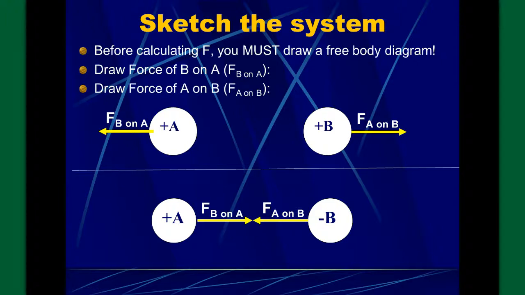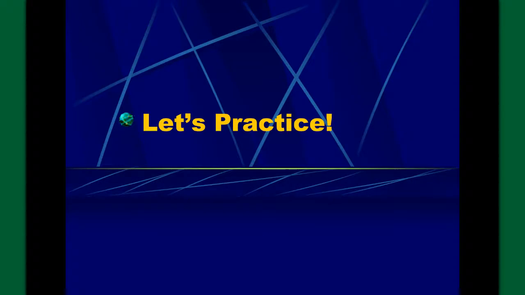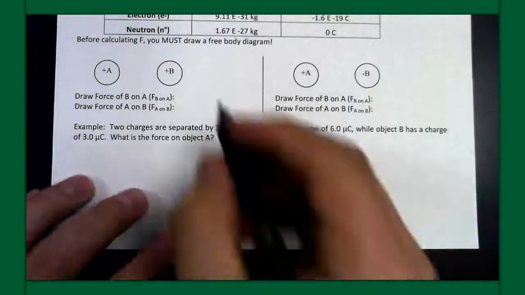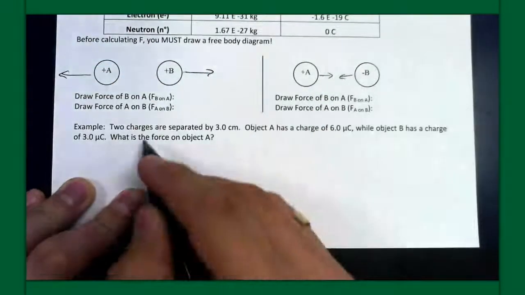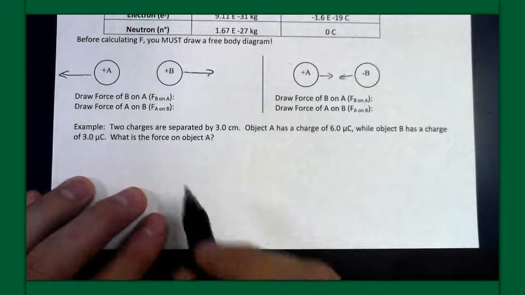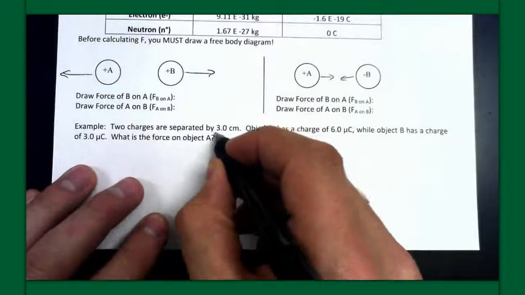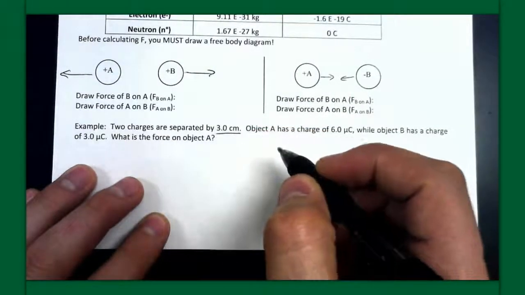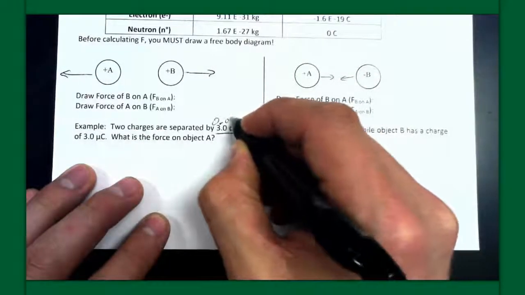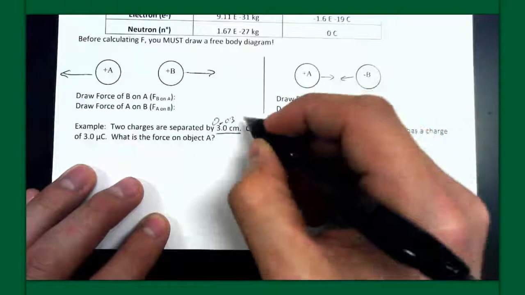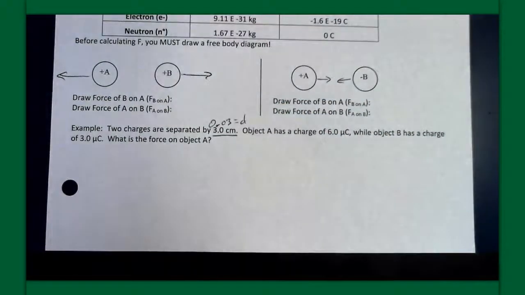All right, and so then let's look at these practice problems. You should have this filled out. There should be two arrows pointing like this. That's attraction. This is repulsion. Let's look at this problem here. Two charges are separated by 3 centimeters. First of all, when you read this, you should be thinking centimeters has to go to meters. So this is 0.03, two decimal places to the left, and they're giving you the distance there. That's how far apart the charges are.